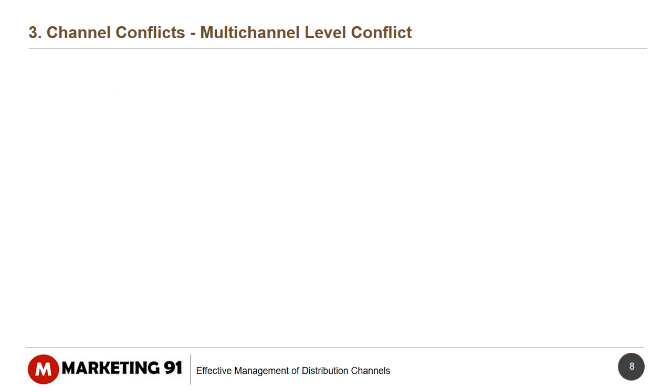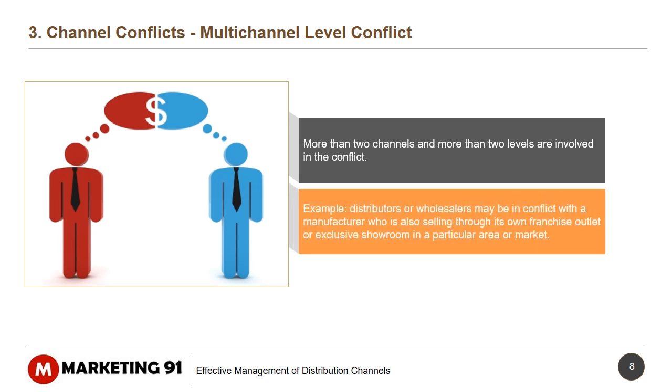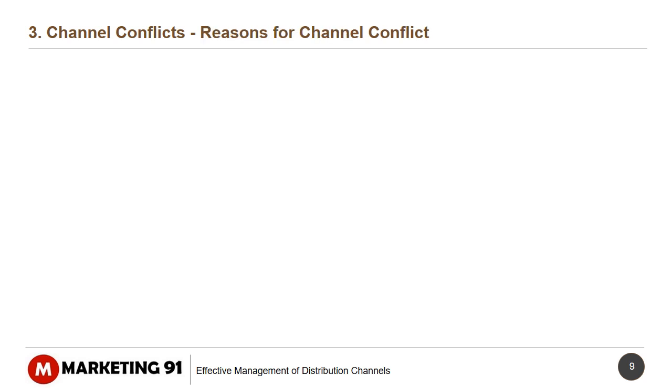Multi-channel level conflict. More than 2 channels and more than 2 levels are involved in the conflict. Example: distributors or wholesalers may be in conflict with a manufacturer who is also selling through its own franchise outlet or exclusive showroom in a particular area or market.